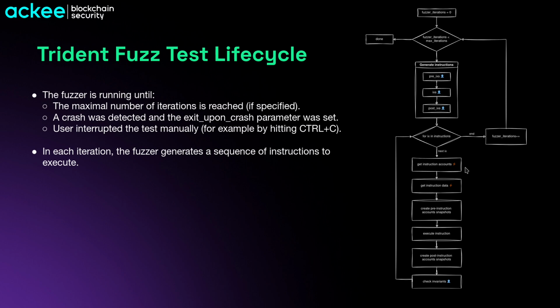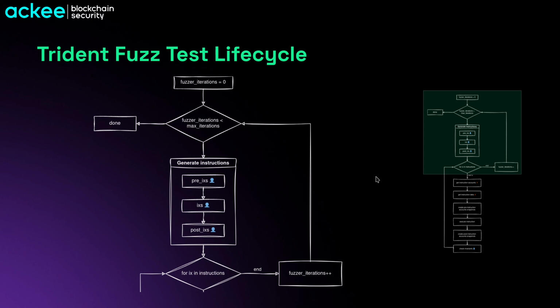Now let's zoom into the diagram on the right to go a little bit more into detail. We will focus first on the upper part of the diagram. Here, as you can see, the fuzzer starts with the first iteration, 0. It compares whether the maximal number has been reached, if it has been set, and if not, then it continues to the generate instructions block.